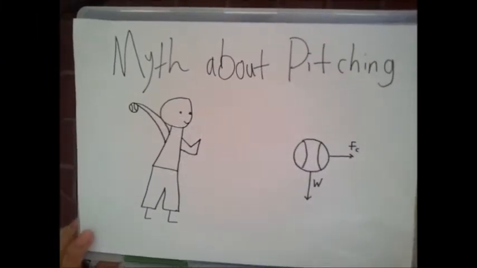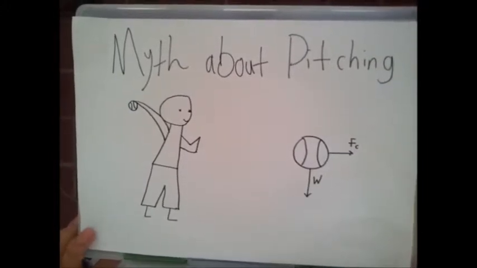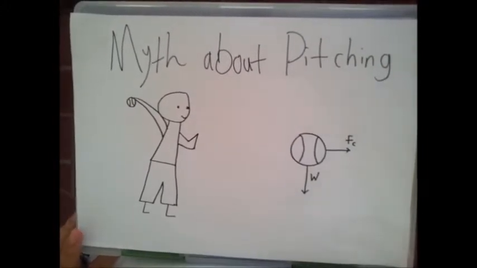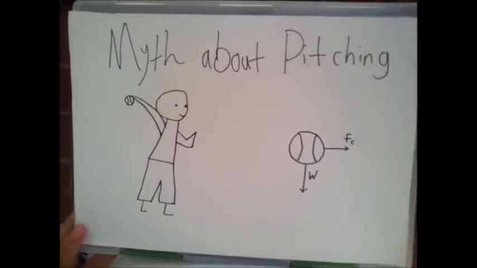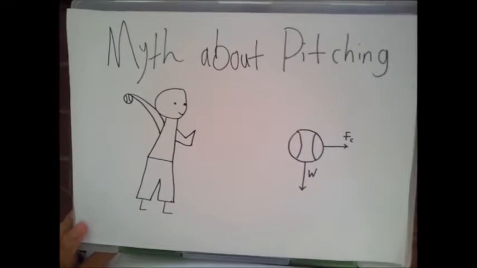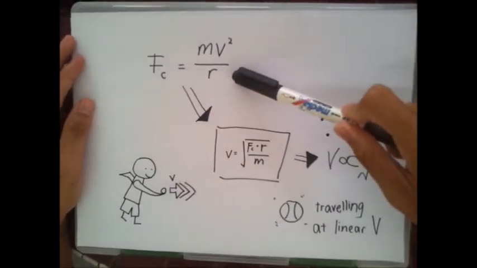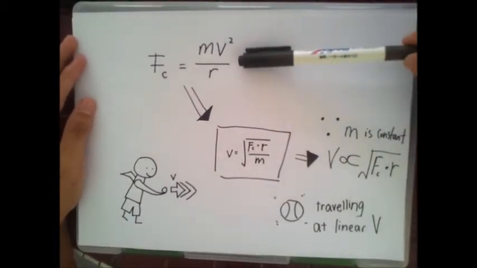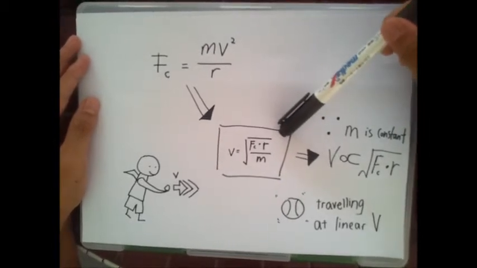Now we'll be talking about the myth behind pitching. The myth behind softball pitching is that strength is the only factor contributing to the speed of the fast-pitched ball. However, the velocity of the ball comes from the windmill motion, which is a circular motion. From the equation Fc equals mv squared over r, we can derive the equation that v equals the square root of Fc r over the mass of the ball.